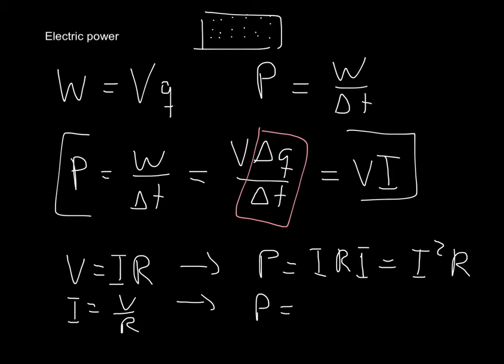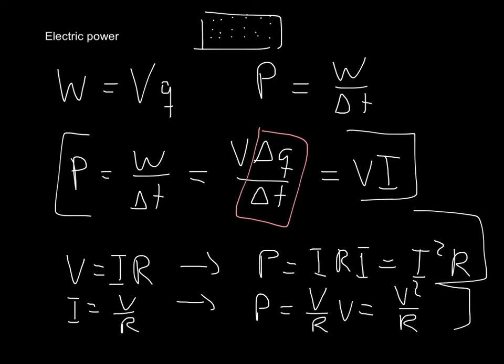So V over R times V, and that's V squared over R. And these are the two equations that will give us the power dissipated by a resistor. Well, the three. 1, 2, and 3. And you can use any you want depending on the situations that you're in.